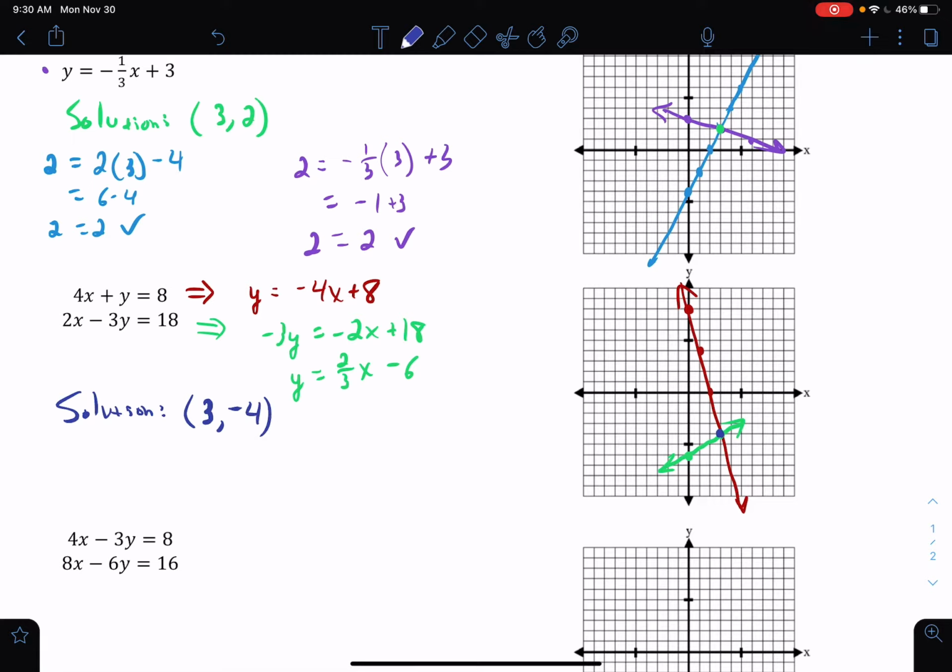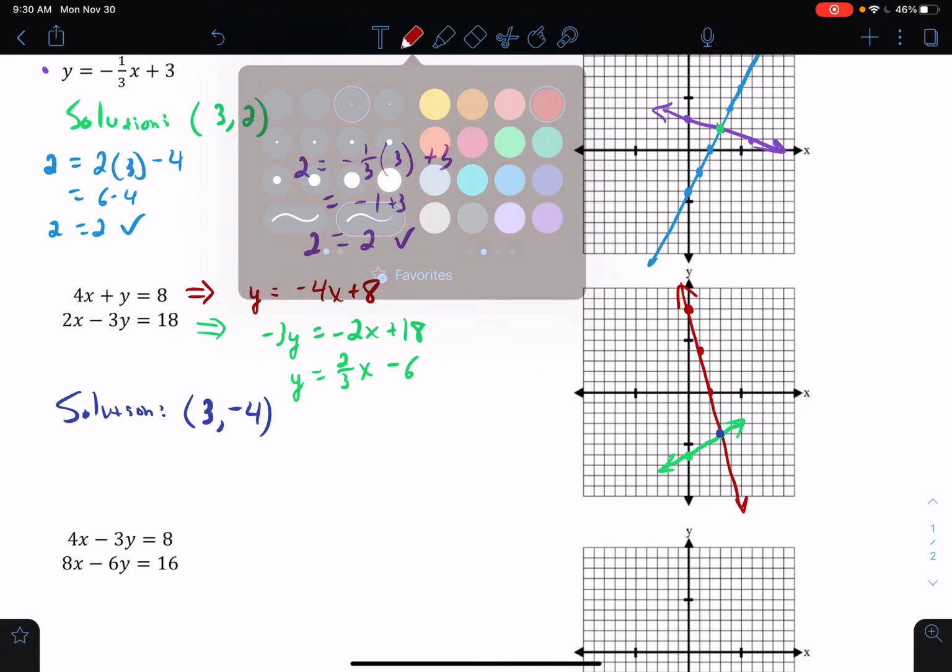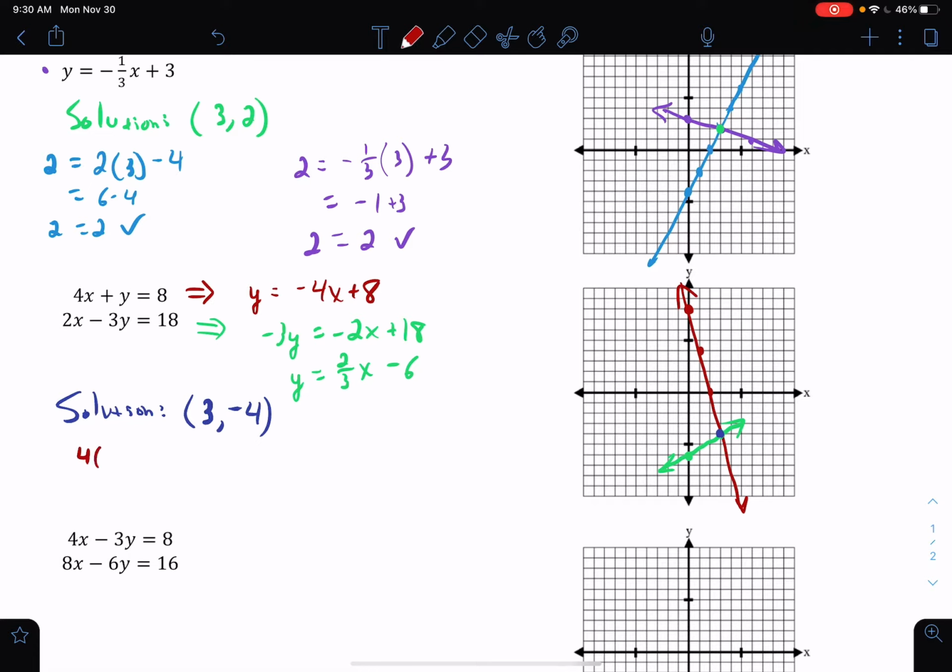All right, now let's test it. We can test it either in the original equation that we were given or in the slope-intercept form that we transformed it into, because remember, those represent the same line. So if I check it in the first equation, 4, and then I'm going to plug in 3 for x, plus, and then plug in -4 for y, equals 8. That's going to give me 12 minus 4, which equals 8. 8 equals 8, so it works for the first one.